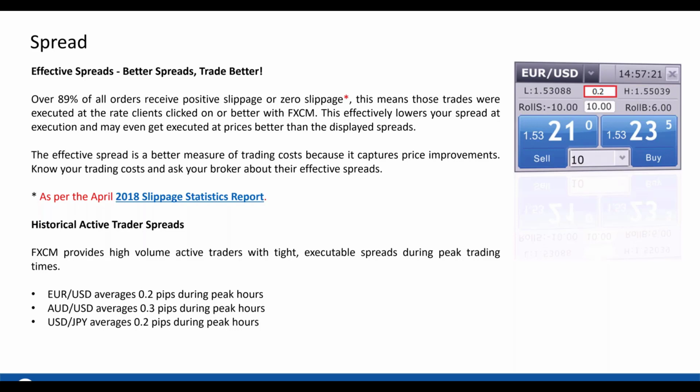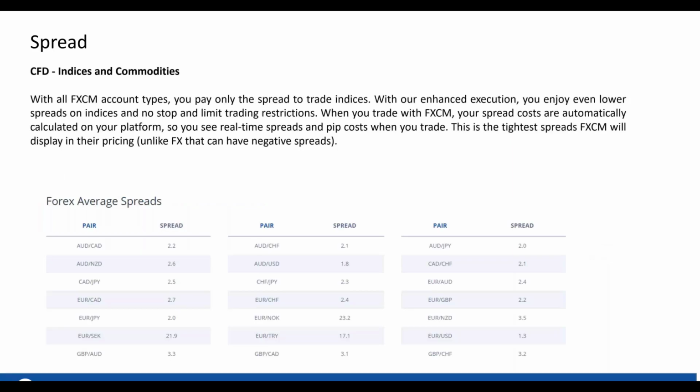during peak hours. Consider the spreads with CFDs, that is indices and commodities. With all FXCM account types, you pay only the spread to trade indices. With our enhanced execution, you enjoy even lower spreads on indices and no stop and limit trading restrictions. When you trade with FXCM, your spread costs are automatically calculated on your platform, so you see real-time spreads and pip costs when you trade. This is the tightest spreads FXCM will display in their pricing, unlike FX that can have negative spreads.